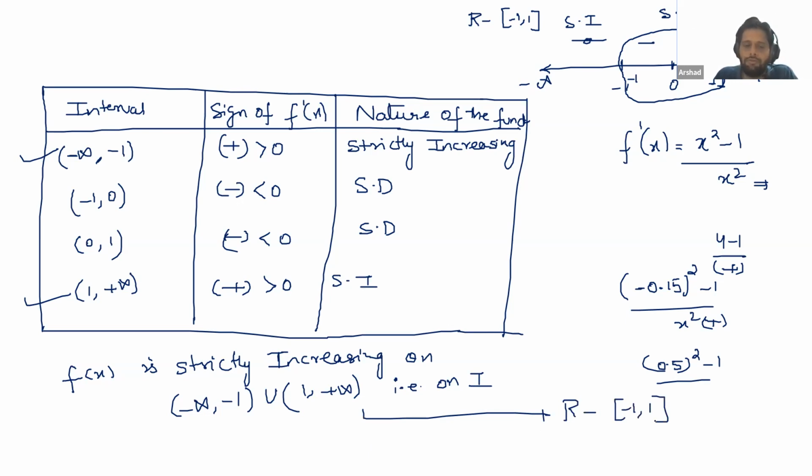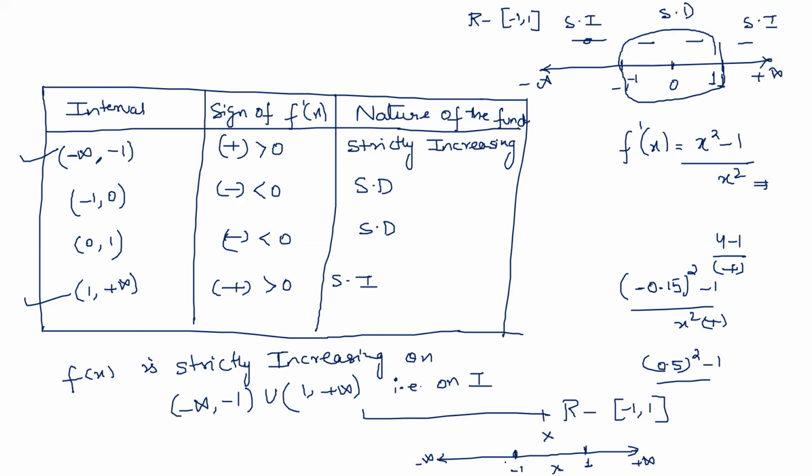Is it fine, Abdul? Can you explain once again how it is increasing on I? Okay. Now check what R except minus 1 to 1 is. R means the complete number line, minus infinity to plus infinity. Here we have minus 1, here we have 1. R except minus 1 to 1 means you need to remove this part. This clear, Abdul?